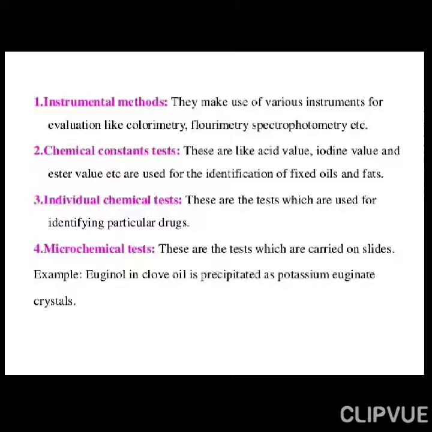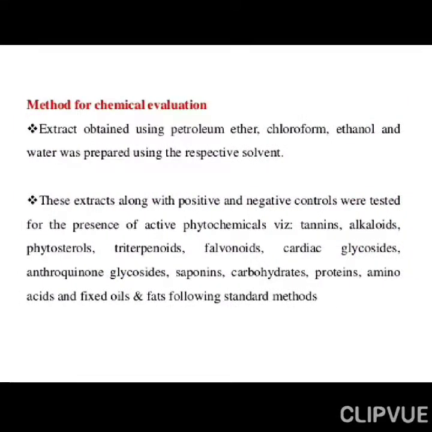Microchemical tests are carried out on slides, right, micro slides. For example, eugenol in clove oil. In clove oil, one of the constituents called eugenol is there, which is precipitated as potassium eugenate crystals when we add potassium hydroxide. Then we observe under the microscope, we can see the crystals, and we will be confirmed that this is potassium eugenate crystal. So in the given sample of clove oil, there is eugenol in sufficient quality and quantity, right.